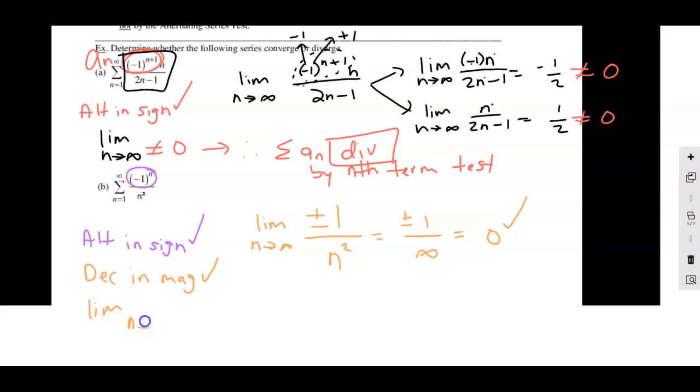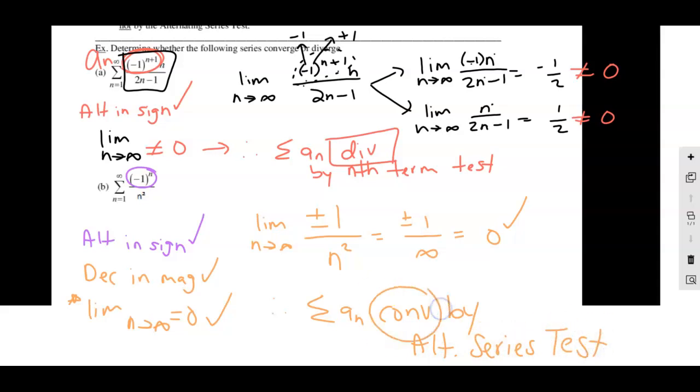And then we take the limit as n goes towards infinity. That was 0, check. And as long as I get check, check, check. Now, this one should actually have work shown for it. The other two don't. But as long as I get check, check, check, then I can say, therefore, my original series converges by the alternating series test.